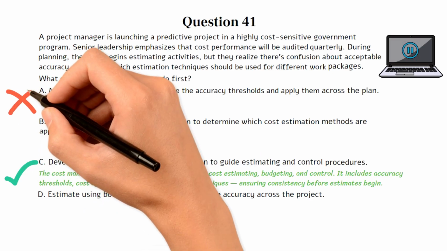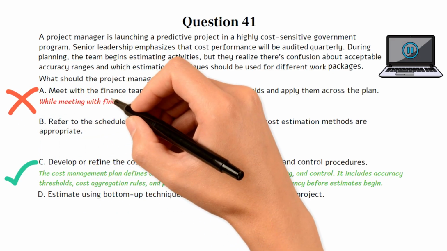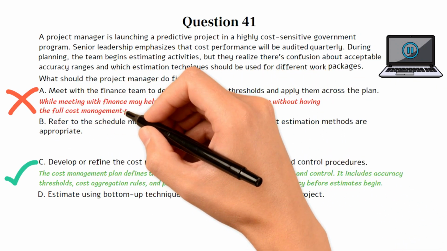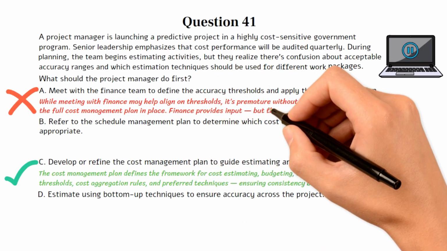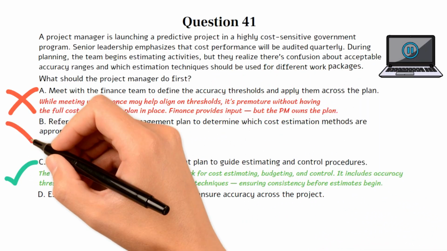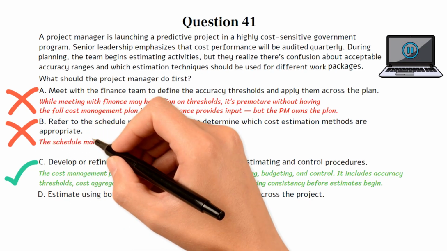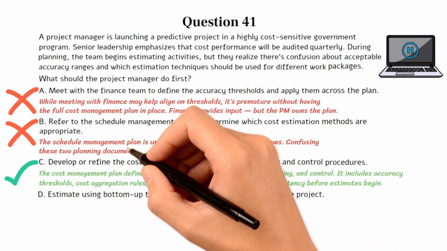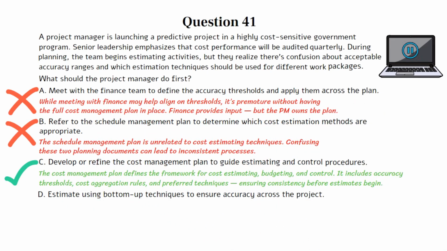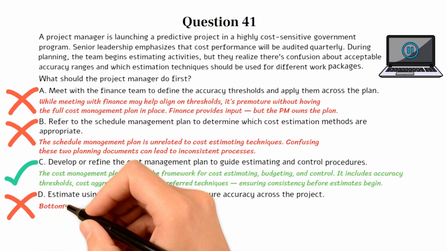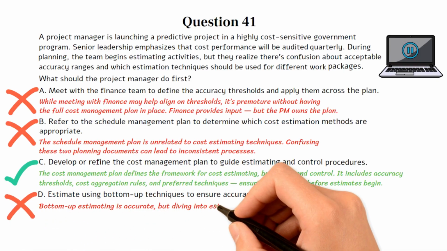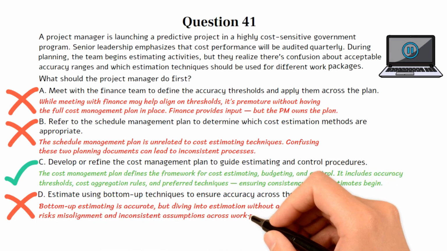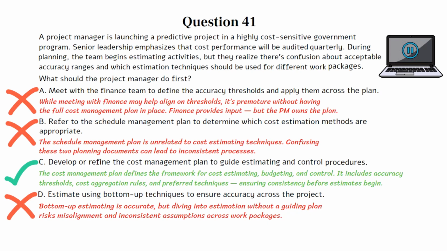Choice A is incorrect. While meeting with finance may help align on thresholds, it's premature without having the full cost management plan in place. Finance provides input, but the PM owns the plan. Choice B is incorrect. The schedule management plan is unrelated to cost estimating techniques. Confusing these two planning documents can lead to inconsistent processes. Choice D is incorrect. Bottom-up estimating is accurate, but diving into estimation without a guiding plan risks misalignment and inconsistent assumptions across work packages. Let's move on to the next question if you're ready.